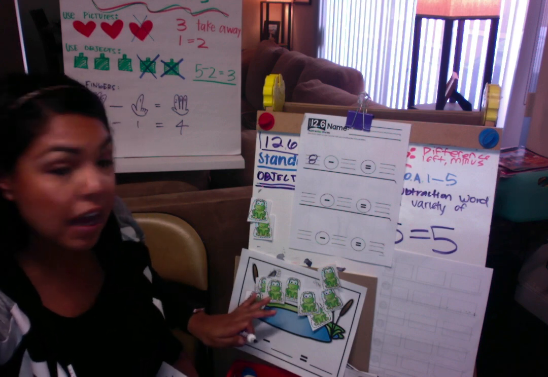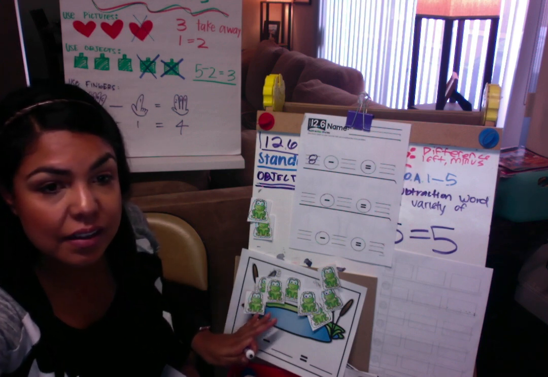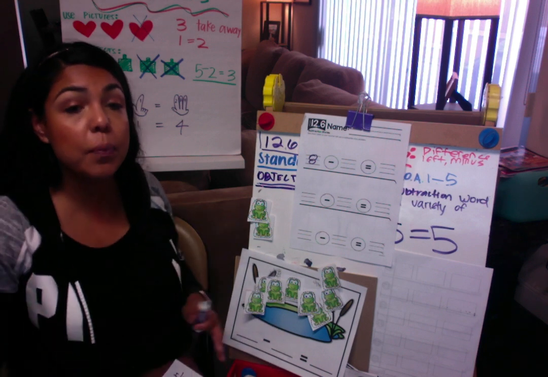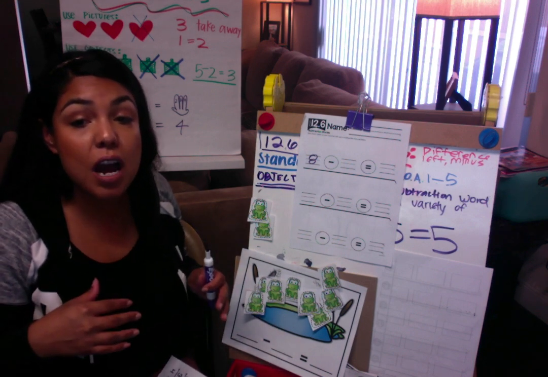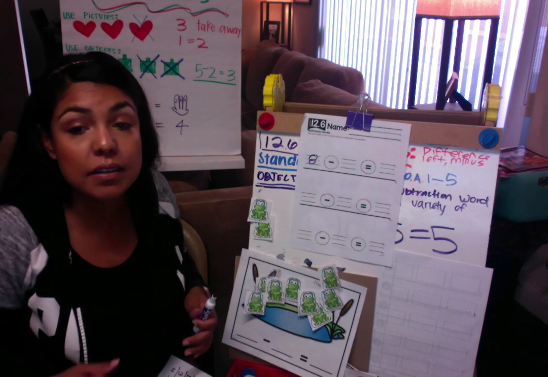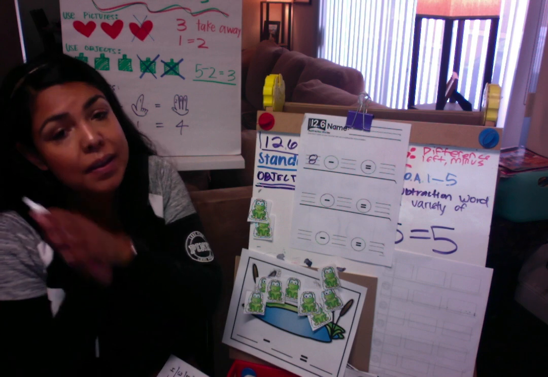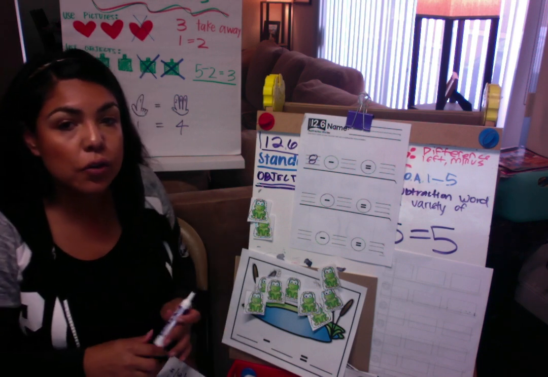Now, 8 frogs were jumping in the pond, and then 8 frogs came out of the pond. 8 frogs left the pond. They got tired. They went to go sleep, and they left. How many left the pond?